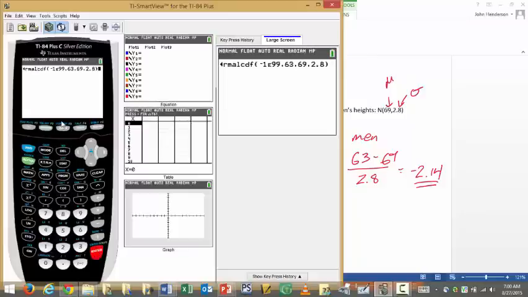Now, you guys without the new operating system, when you hit normal CDF, you probably had parentheses that opened up, and so you would have to type these in this particular order. You do the lower bound first, so what's the lowest the curve goes, followed by the upper bound, followed by the mean, followed by the standard deviation. That comma, remember, is sitting right here above the 7. So when you hit enter, sure enough, we were a little bit off in our guesstimation, and we're actually at 1.6%.